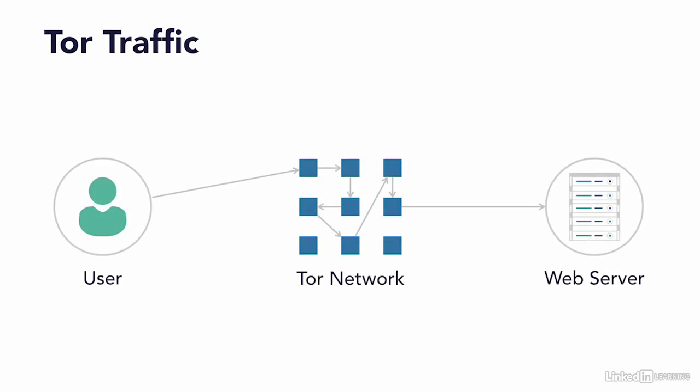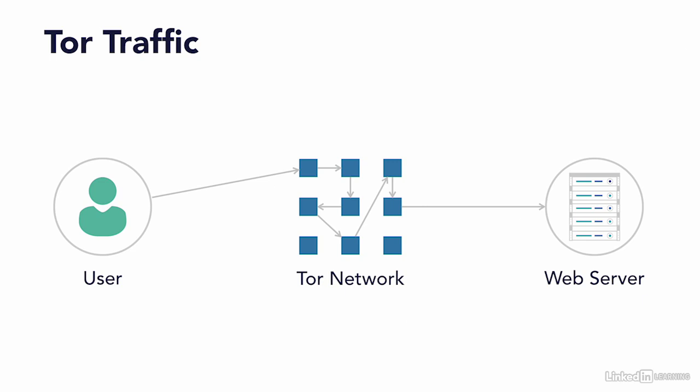When you use the dark web, you replace the internet in this diagram with the Tor network. The Tor network actually runs over the regular internet, but it replaces the direct connection between a user and a web server with a maze of encrypted connections between the two that provides anonymity.